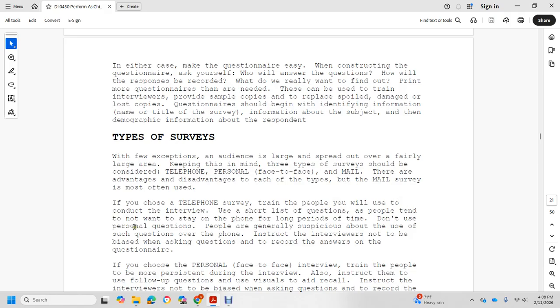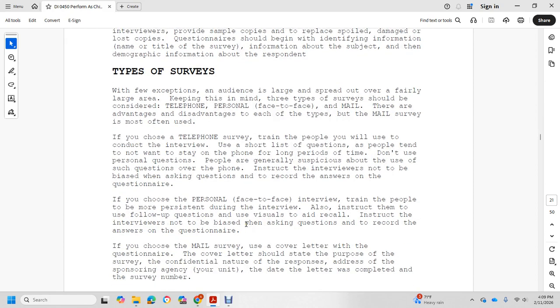People tend not to want to stay on the phone for long periods of time, so do not use personal questions. People are generally suspicious about the use of such questions over the phone. The interviewer is to be strictly based on asking questions and recording the answers on the questionnaire. If you choose the personal interview, train the people to be more persistent during the interview. Also instruct them to follow the questions, use visual aids to recall, and base the interview on asking questions and recording the answers on the questionnaire.